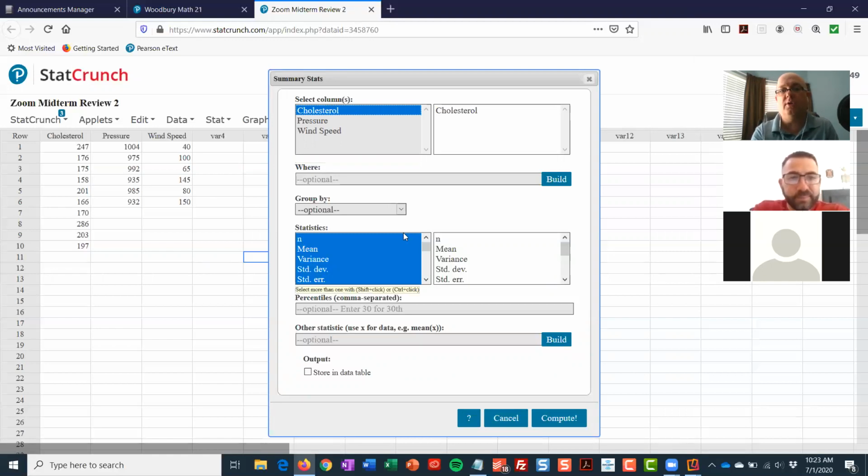So after you pick the column, then you can select any of the calculations here under statistics. For the one I did, everything that I needed was already pre-checked, so I didn't mess around with selecting anything new. But if I wanted to do just a 5-number summary, I would pick min, Q1, median, Q3, and max.